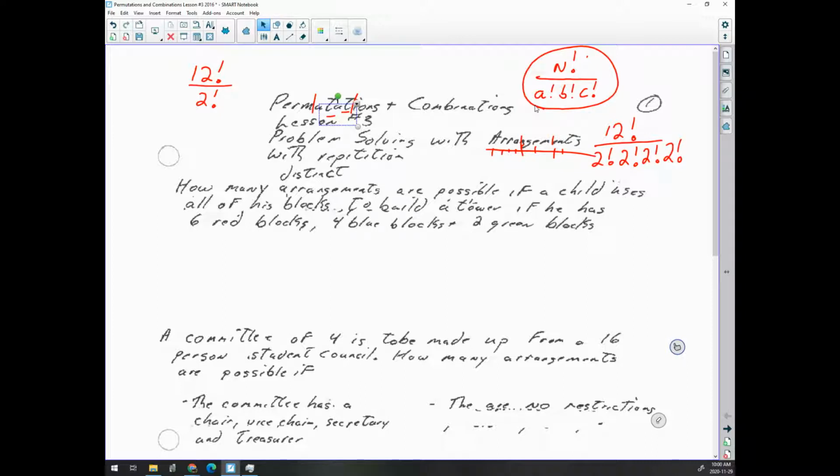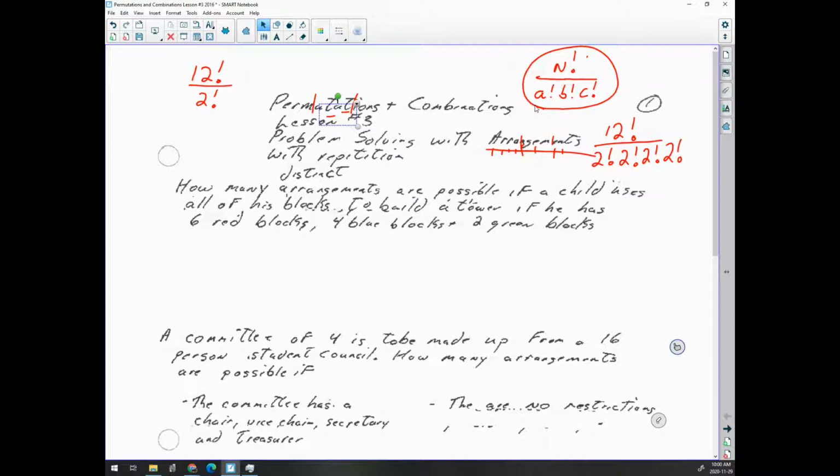Hence this formula up here: the number of ways to arrange an object with items that are exactly the same is n factorial, the number of items, divided by the number of repetitions factorial, and as many times as you want. So applying this to problems, we can do this in the same way.